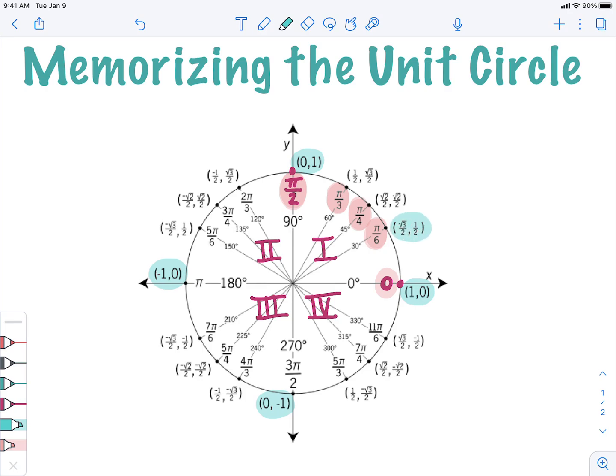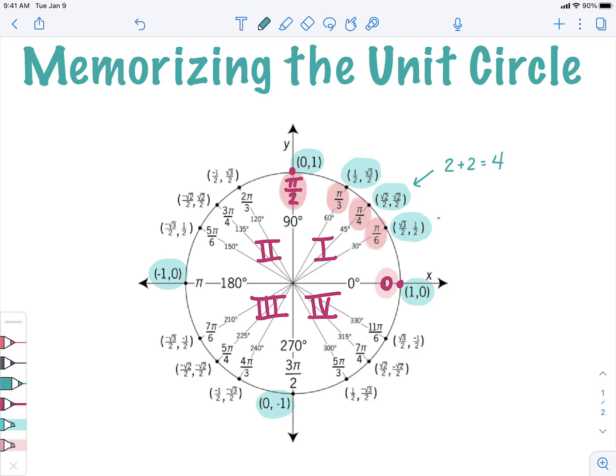Root 3 over 2 and 1/2. Root 2 over 2, root 2 over 2, and 1/2, root 3 over 2. So when I memorize the first quadrant, the first thing I notice, or that I tell myself, is 2 over 2 is 4. So my pi over 4 has the coordinates root 2 over 2 and root 2 over 2, because I remember 2 plus 2 is 4.